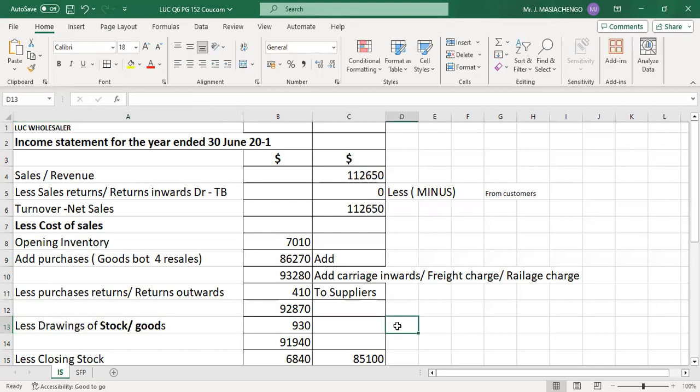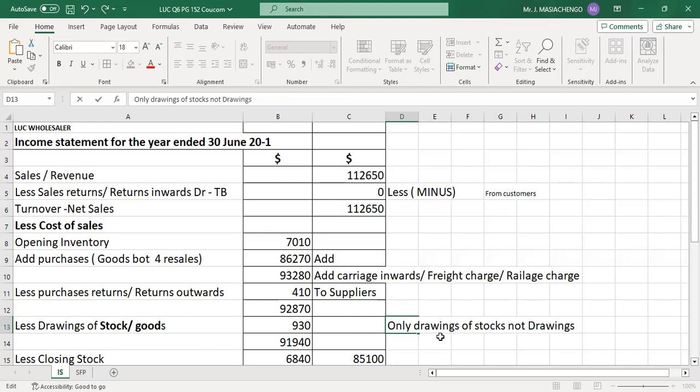Let me just add a note. Only drawings of stock. Only drawings of what? Of stock, please. All right, I think it's getting there. Not drawings. When you see it's just written drawings, please don't. Only record drawings of stock in this item in the income statement. All right, let's move on.